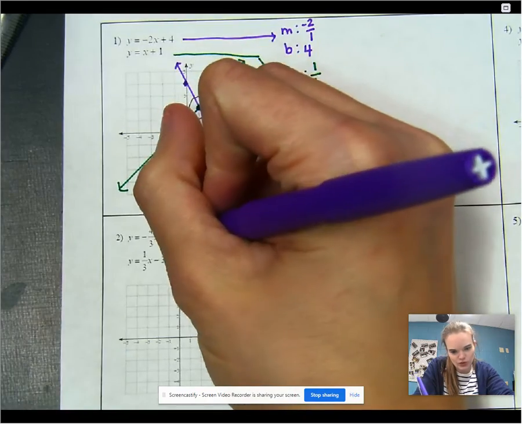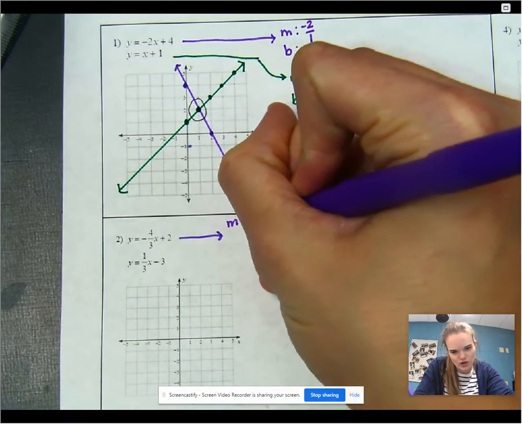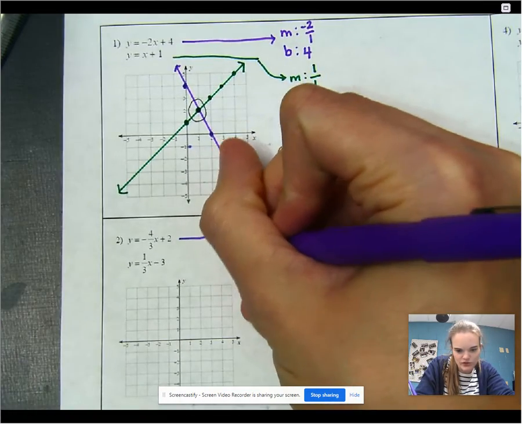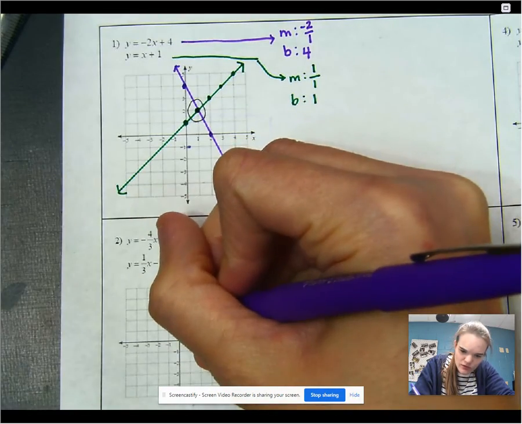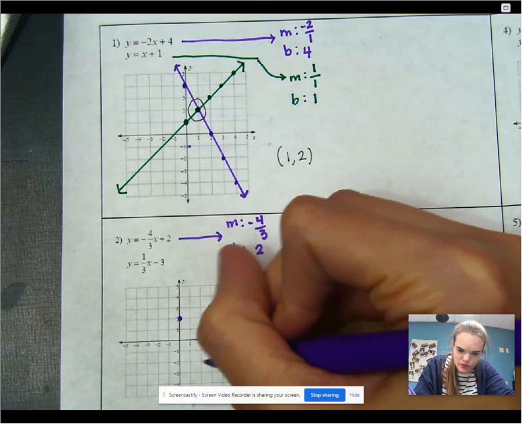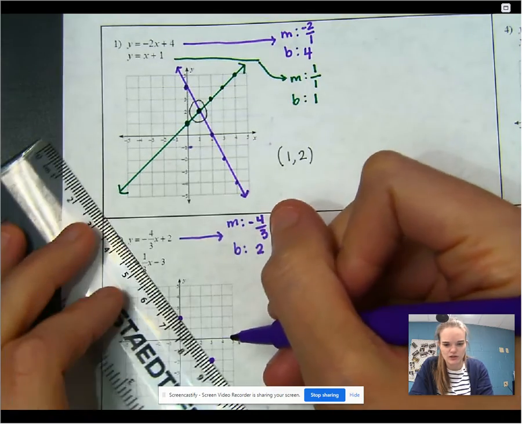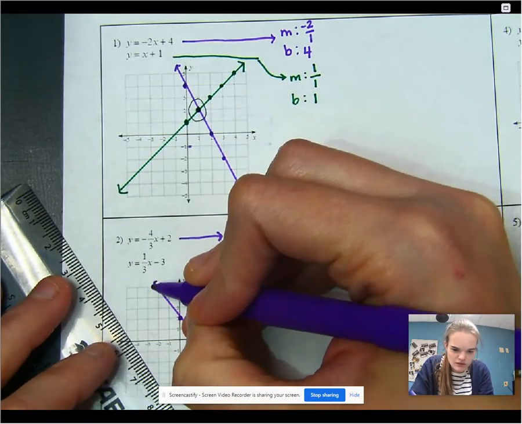Number 2, the slope is -4 over 3 for the first one. The y-intercept is 2. So start at 2, go down 4, 1, 2, 3, 4, right, 1, 2, 3. And I can't do that again. I'm just going to have to connect.